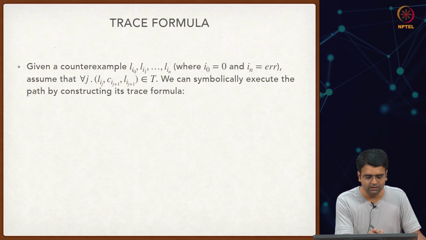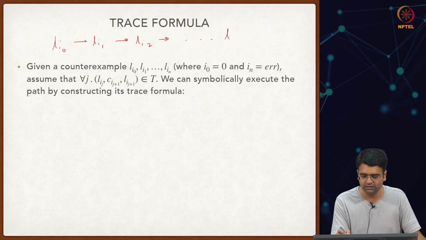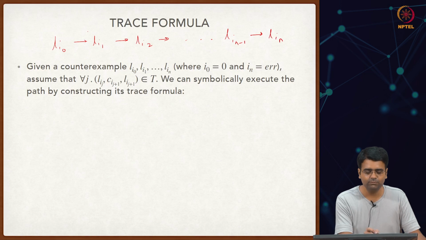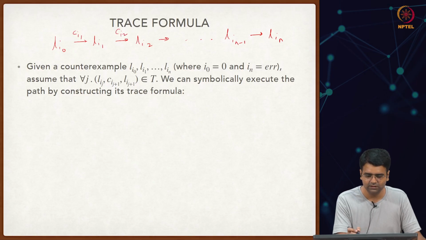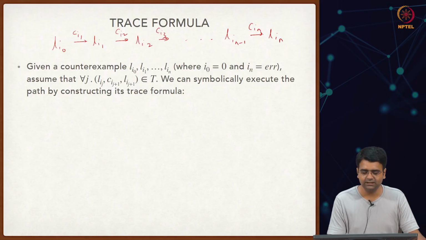Visually, I have something like this. From Li0 I have an edge to Li1, then an edge to Li2, and so on, up to Lin minus 1 and then Lin, and this path is labeled by the commands. The commands I am denoting using Ci(j+1), meaning that this command is Ci1, this command is Ci2, this command is Ci3, and this command is Cin. So these are the commands that are labeling the edges along the path.